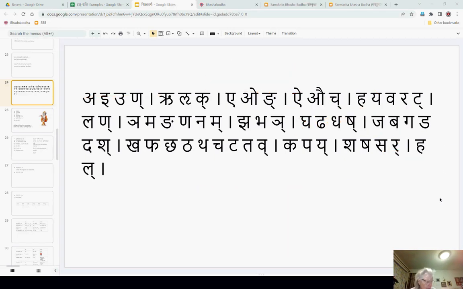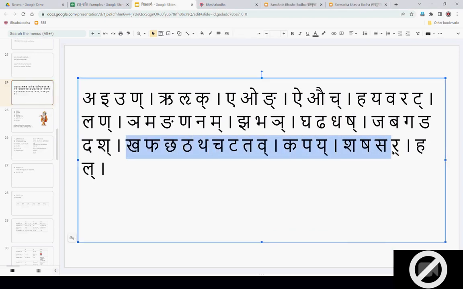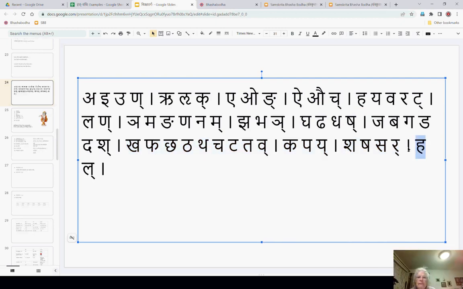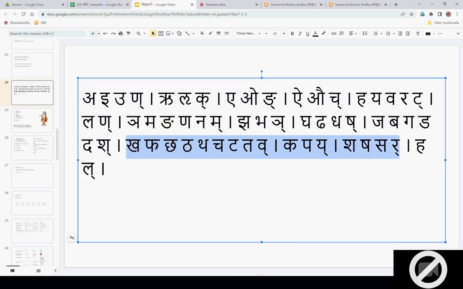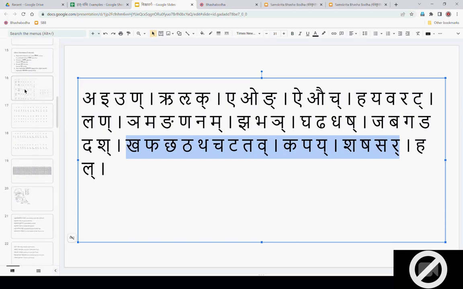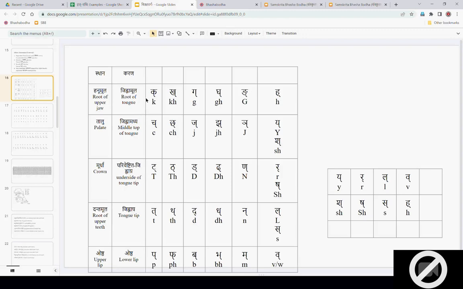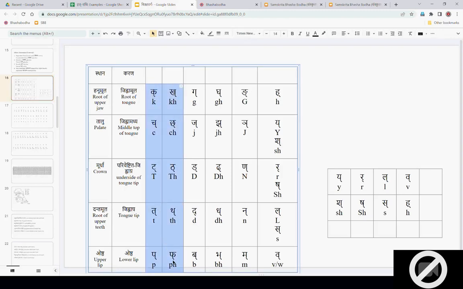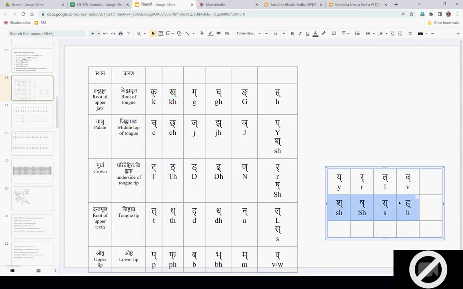So you look at this sutra. If you look at the sutra, khar is only till here, right? Oh, okay. Khar, there is no ha. Khar is only till here. So what does this khar contain? This khar contains the first, if you look at the chart of the consonants, the first two columns. Okay. And it contains these three sibilants?